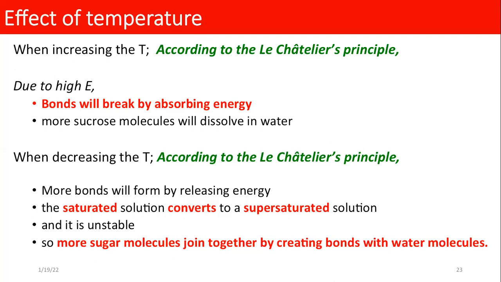When forming bonds, energy will be released. So as a result, sugar molecules will again form bonds. As a result of that, supersaturation will happen. It is actually an unstable state. So as a result of that, precipitate will be there.